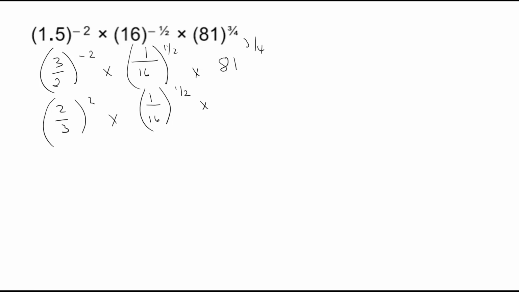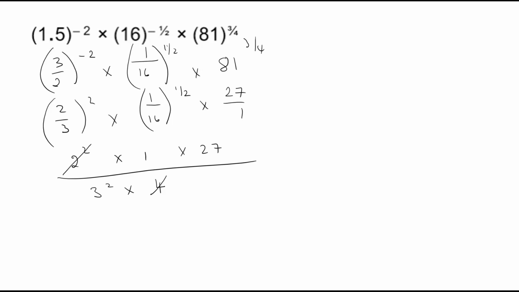Now, 81 to the power of 3/4 is the 4th root of 81, which is 3 cubed, which is 27. So we've got 2 squared times 1 times 27, and on the bottom line we've got 3 squared times, now the square root of 16 would be 4, and okay, so we've got 2 squared cancelling with the 2 squared, 3 to the power of 2, which is 9, cancelling with 27, which leaves us with 3. Even more interesting.